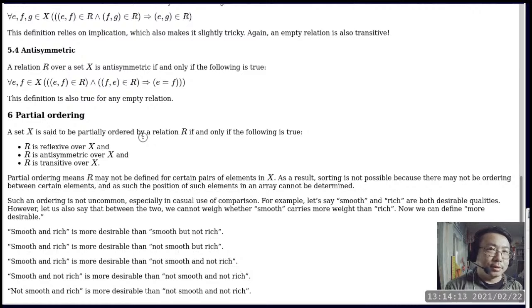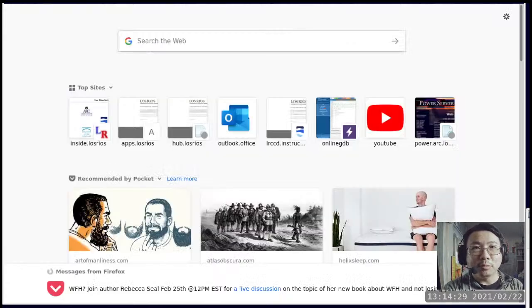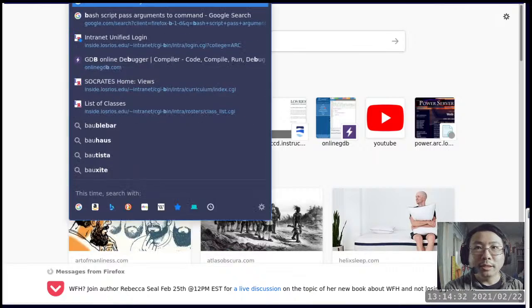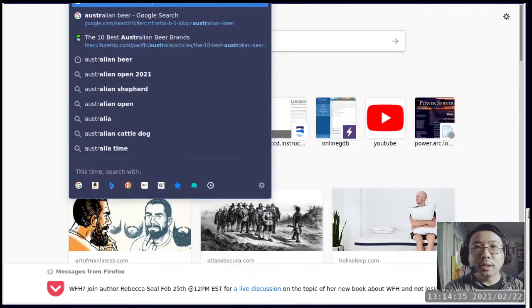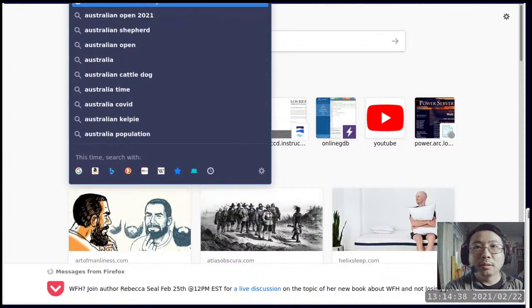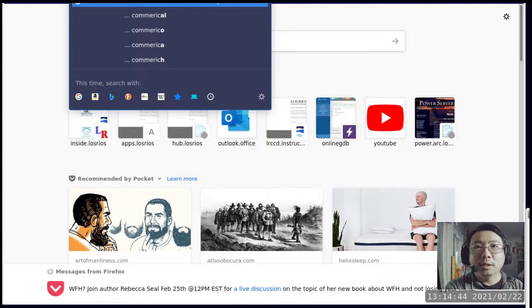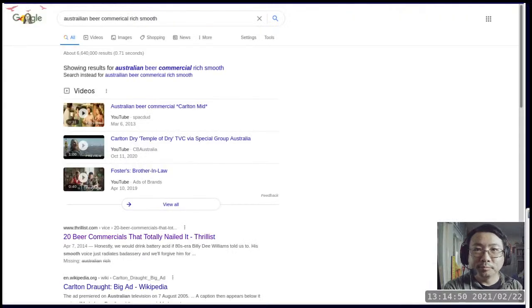This reminds me, I'm using this as an example, because there was a beer commercial that uses the words smooth and rich. If you want to look it up, you can find it too. I think it's an Australian beer commercial, and it mentions the words rich and smooth. So you can watch this on your own. It's kind of entertaining.